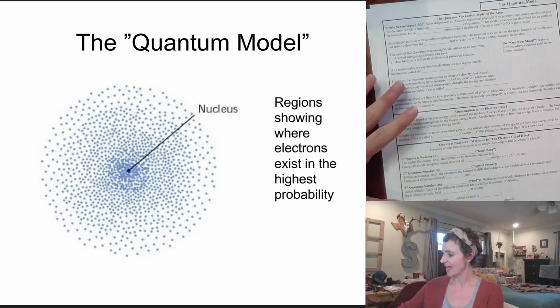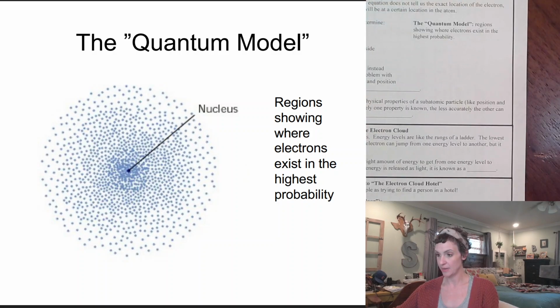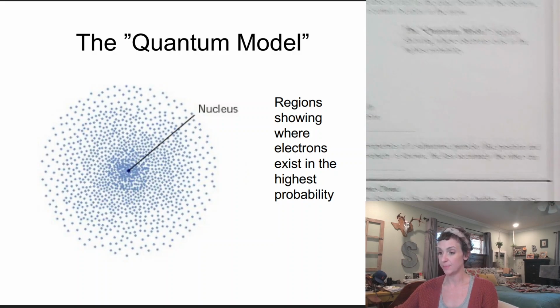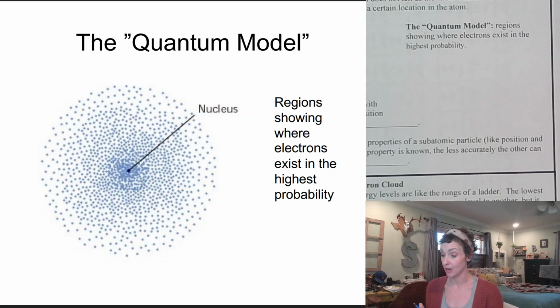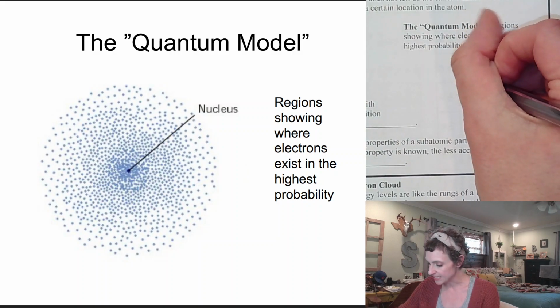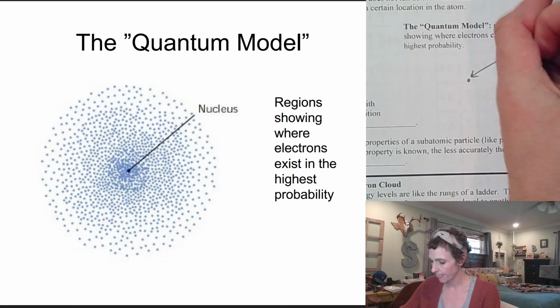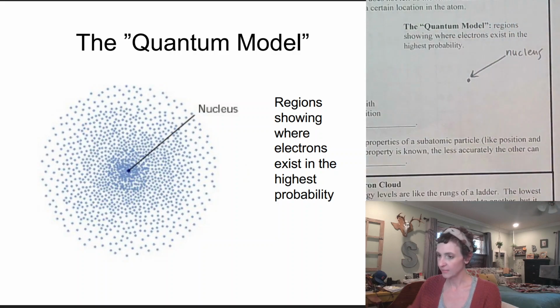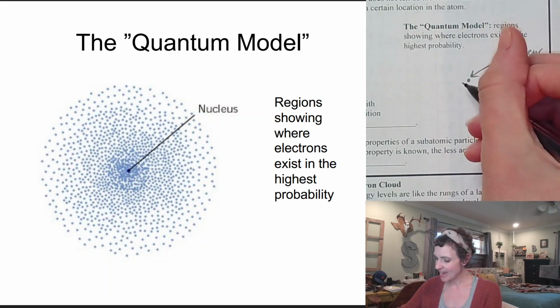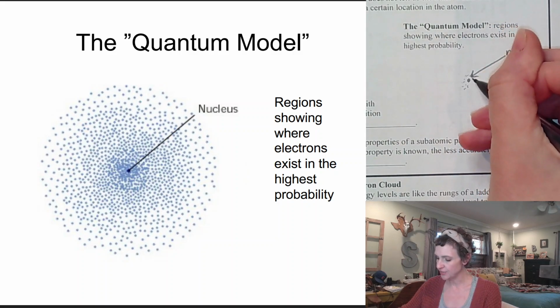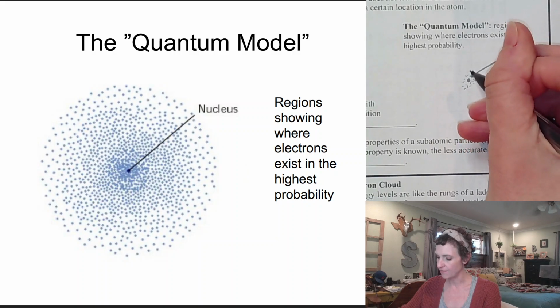So I'm going to zoom in quite a bit here. You have a space on your notes page for us to draw the quantum model of the atom. First of all, there's a small nucleus in the middle. So we're going to point to that nucleus and label it the nucleus. And then you're going to see a bunch of dots now coming off of that nucleus.